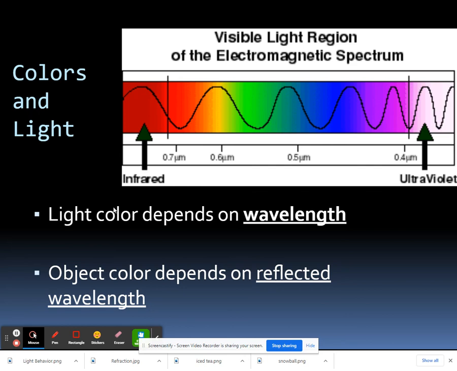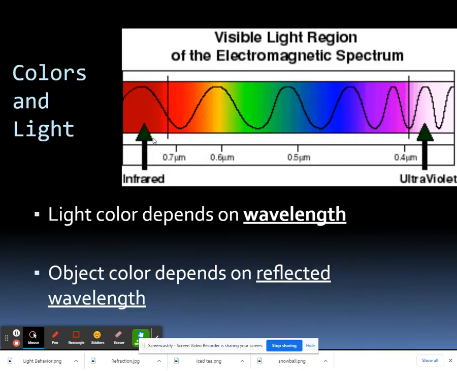This kind of was touched on before, but light color depends on the wavelength and frequency. The longest wavelength is red, the shortest wavelength is violet. Also the lowest energy is red, highest energy is violet. Lowest frequency is red, highest frequency is violet. And the color depends on the wavelength. But the object color, when you're looking at an object, doesn't depend on the wavelength of light. It depends on the wavelength of light that's reflected off of the object, because objects absorb other colors.